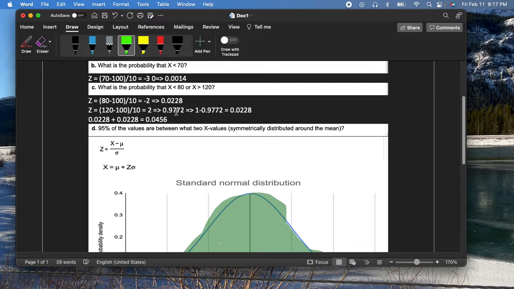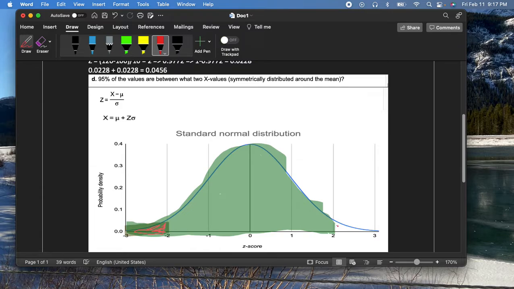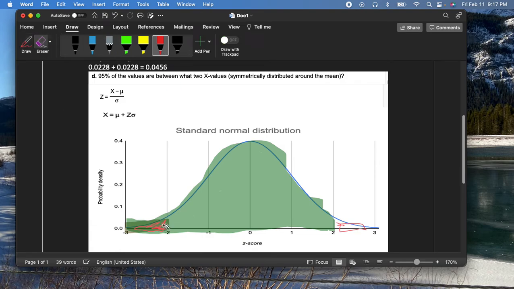So when they ask you what is the probability that X is in this little area here or in this little area here, let's use this marker here. Basically the probability that X is in this area because it's less than 80, or in this area because it's higher than 120, is less than 5%. Okay, let's clear this up.